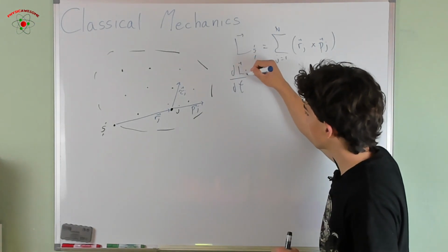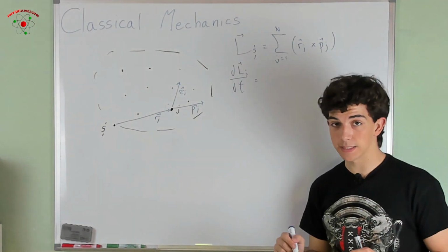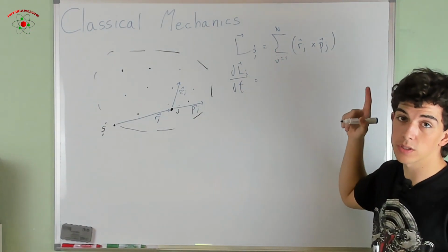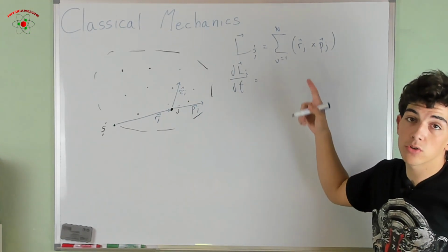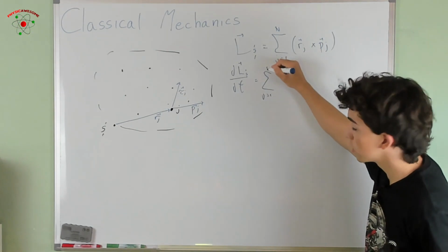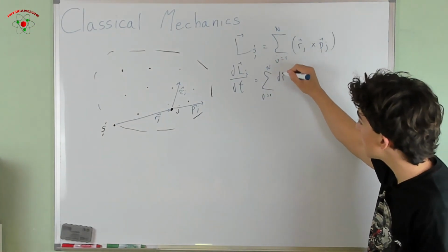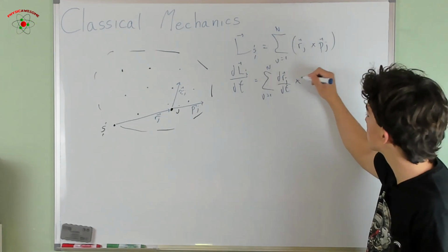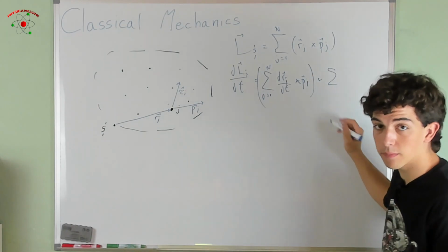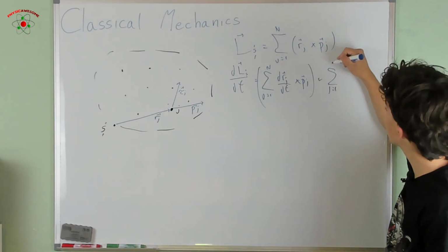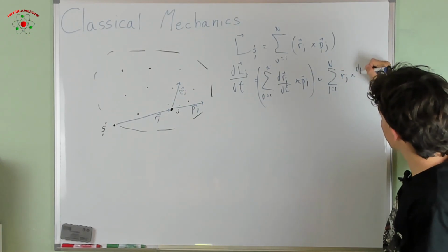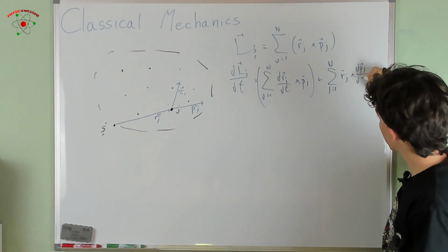Now, if we do the time derivative of this sum, we're going to find this is d/dt of Ls, which is going to distribute over the sum using the sum rule, and then, using the product rule, we're going to find that this is equal to the sum from j equals 1 to n of drj/dt cross pj, plus the sum from j equals 1 to n of rj cross dpj/dt.